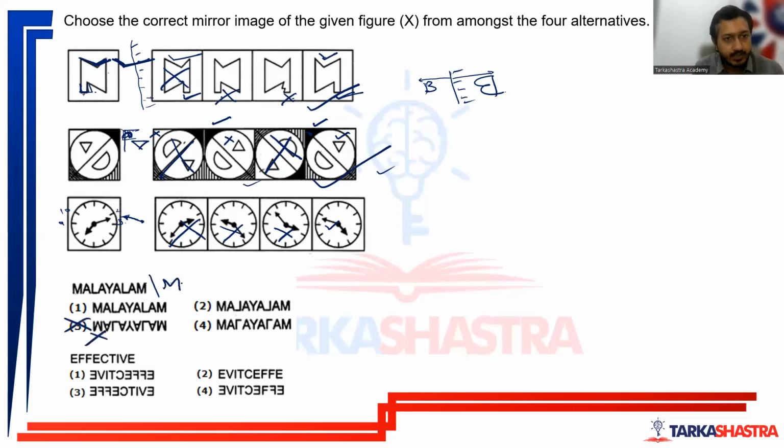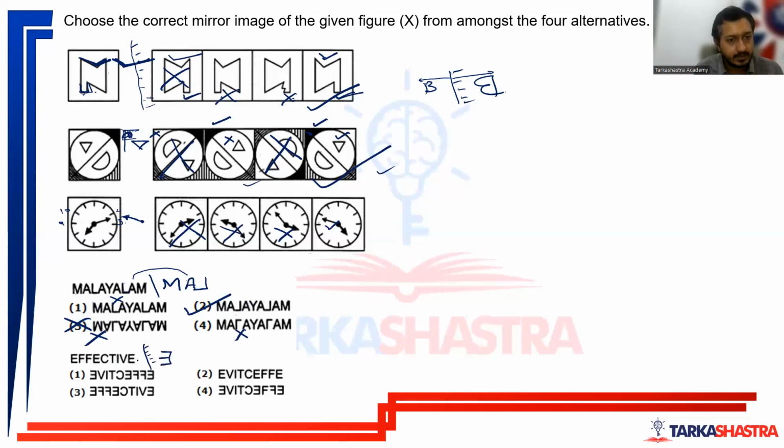Okay. A will be as it is. This A will come here and it will be as it is. This L, which is like this, will become like this. So this L is not correct. This L is correct. Similarly, effective will be written, or the mirror image will be like this.